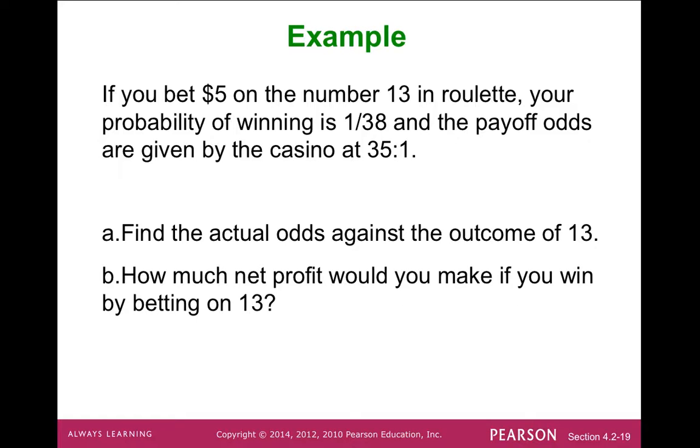So here's an example where we have payoff odds. We're going to bet $5 on the number 13 in roulette. Our probability of winning is going to be 1 in 38 because there are 38 different possible numbers in roulette. And the payoff odds are given to us by the casino at 35 to 1. We have the probability of A, which is 1 over 38, but we want to find the actual odds against the outcome of 13. We want to know how much net profit you would make if we won by betting on 13.